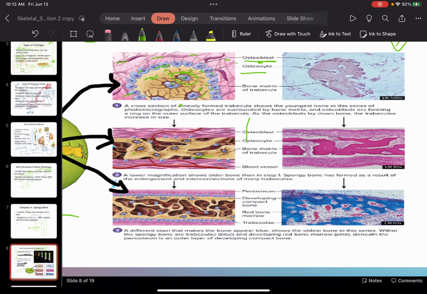Then this membrane structure on both sides is already forming. This is the formation of flat bone. So both sides are going to be compact, the middle is going to be spongy. The outer layer is called periosteum. Periosteum is the membrane covering of the long bone.